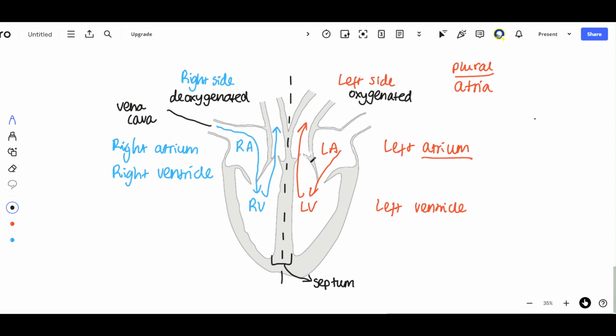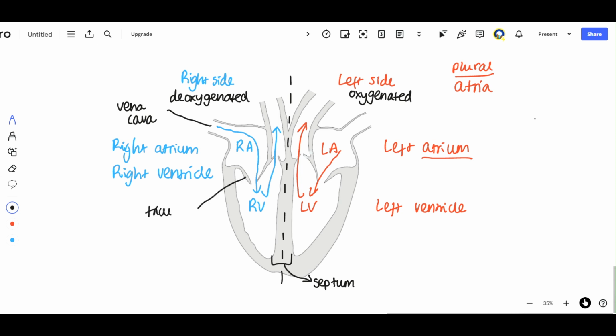And the same happens on the left side as well. So you've got the left atrium filling up here, and then once it's full, the muscle here contracts and pushes the blood, opening the valve, into the ventricle, and then the ventricles start to fill up.